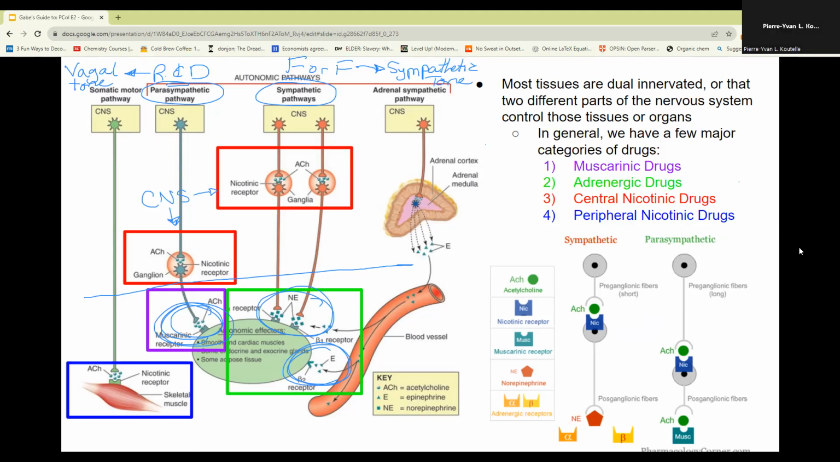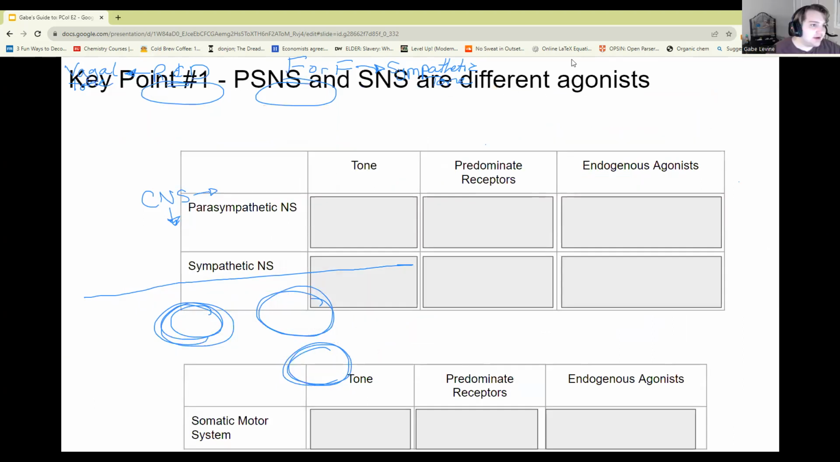So you said the muscarinic drugs only affect the postganglionic muscarinic receptors, right? Correct. Yep. Thank you. No problem. All right.